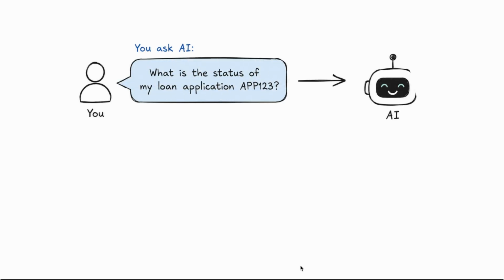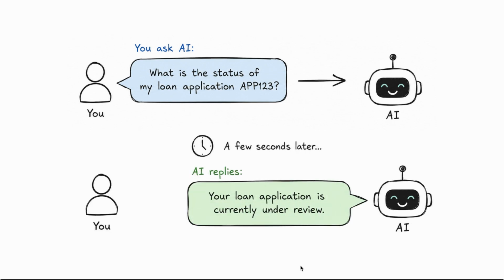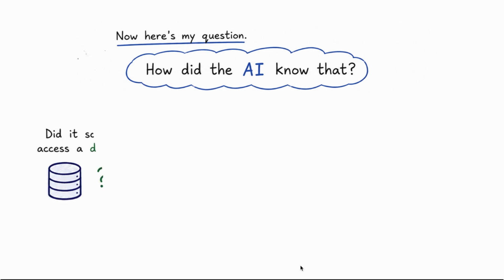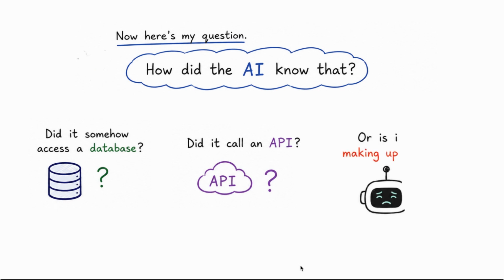Imagine I ask an AI, what is the status of my loan application app 123? A few seconds later, it replies, your application is currently under review. Now, here is my question. How did the AI know that? Did it somehow access our database? Did it call an API? Or is it simply making up an answer?